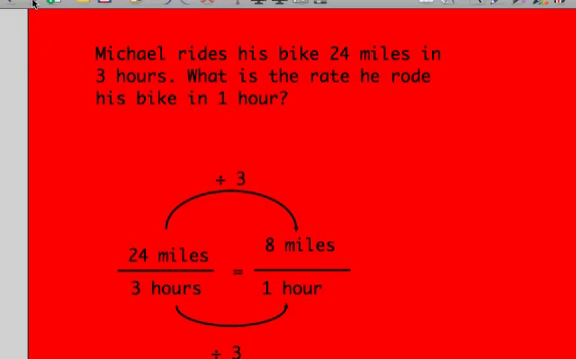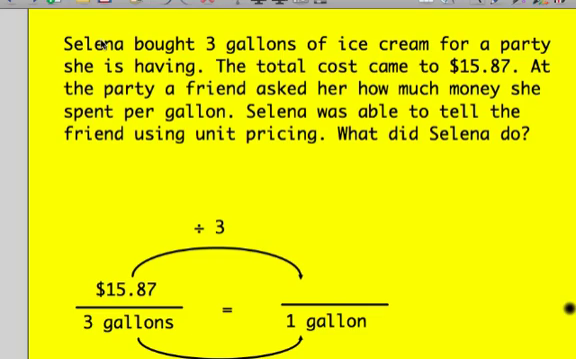This one's going to be with money. And this is unit pricing, but unit pricing, it's the same thing as unit rate. Now it's just with money. So the denominator is going to be some unit. In this case, we're going to be talking about gallons of ice cream. Selena bought 3 gallons of ice cream for a party she is having. Hopefully she invites us. The total cost came to $15.87. At the party, a friend said to her, "Hey, how much money did you spend per gallon?" Maybe they thought they were trying to stump Selena, I don't know.